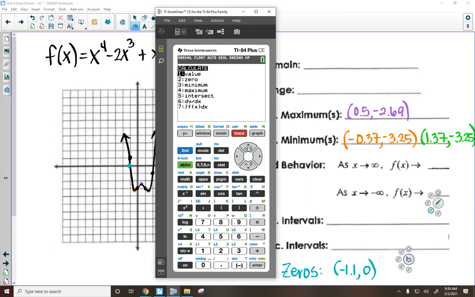So second trace, number 2 for zeros. Put your cursor approximately where that 0 is located. Hit the left arrow 2 to 3 times for left bound, enter. Go back to that approximate location. For right bound, hit right arrow 2 to 3 times. Enter. Enter for guess. So my second 0 is at 2.1 and 0.